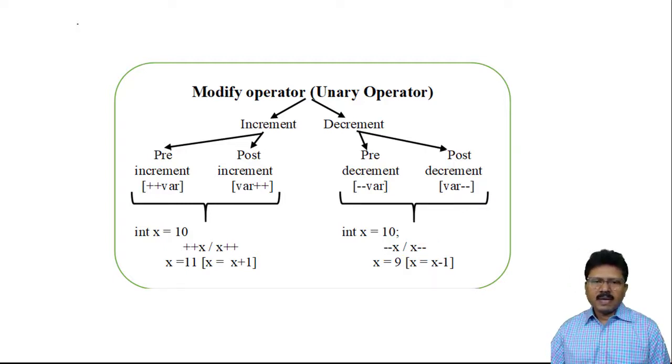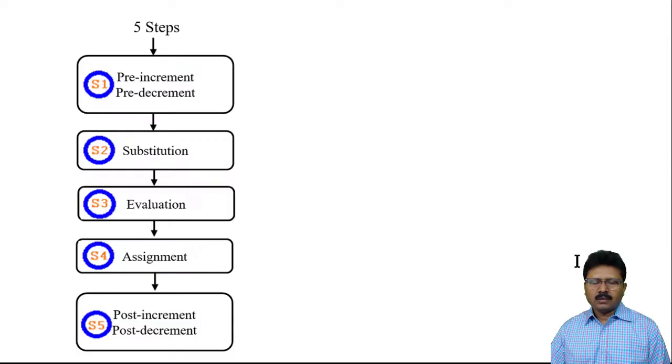Now I am explaining this with different examples. To explain these modify operators, we always follow 5 steps. The first step is pre-increment or pre-decrement. The next step is substitution. The next step is evaluation. The next step is assignment. The next step is post-increment or post-decrement. Now let's take examples and follow these 5 steps.